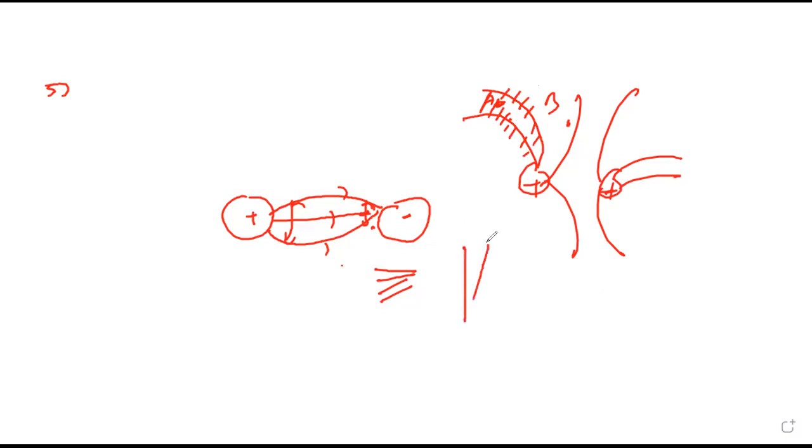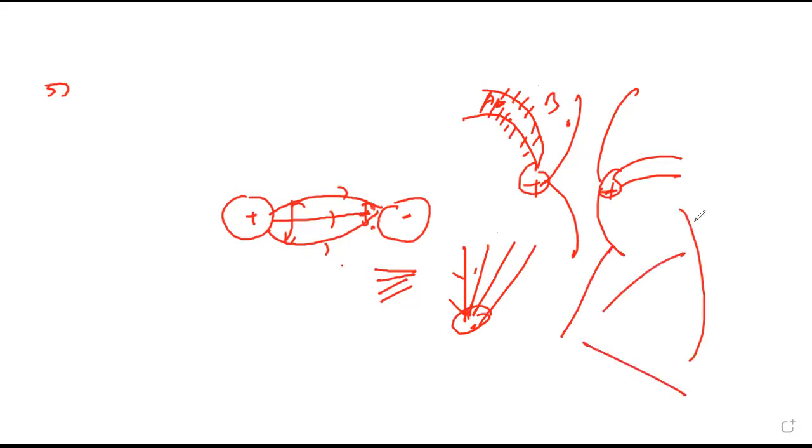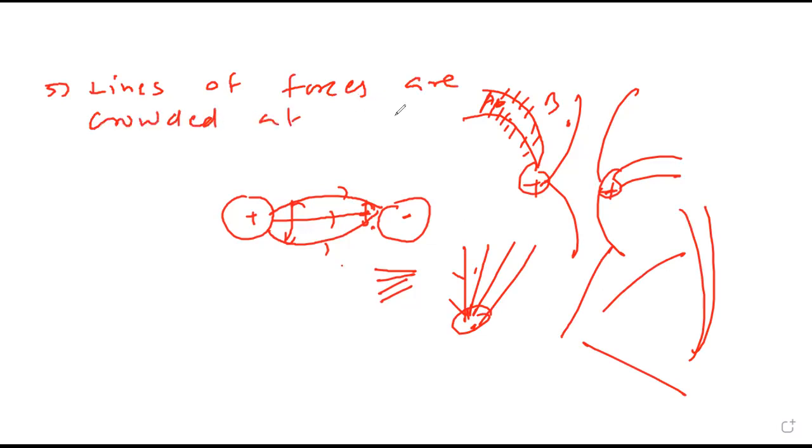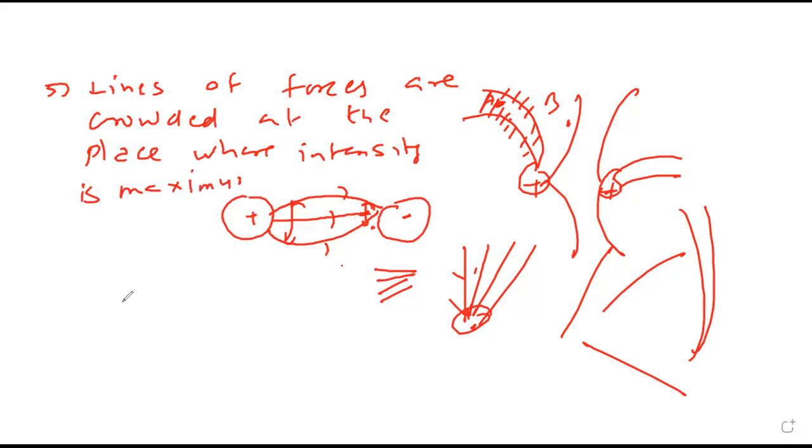And we also know if something is focused at one point, then all will give more strength. But if it is diverging from one point, then it will give lesser strength. United we stand, divided we fall, we know. So we have one property. Lines of force are crowded at the place where intensity is maximum. Right, fifth point.